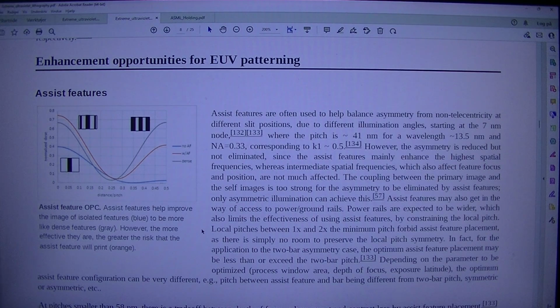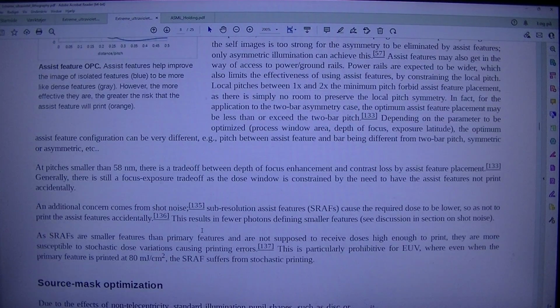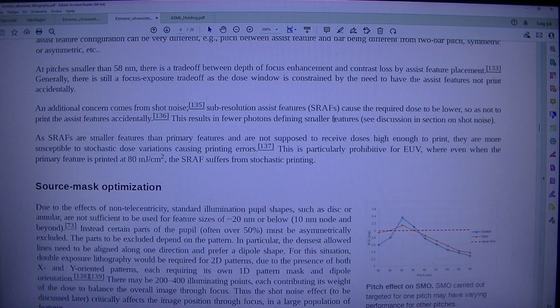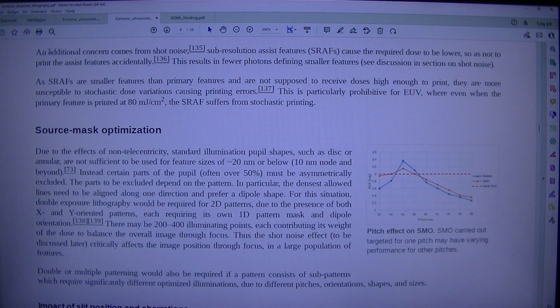At pitches smaller than 58 nm, there is a trade-off between depth of focus enhancement and contrast loss by assist feature placement. Generally, there is still a focus exposure trade-off, as the dose window is constrained by the need to have the assist features not print accidentally. An additional concern comes from shot noise. Sub-resolution assist features, SRAFs, cause the required dose to be lower, so as not to print the assist features accidentally.